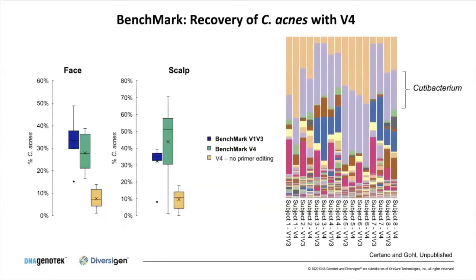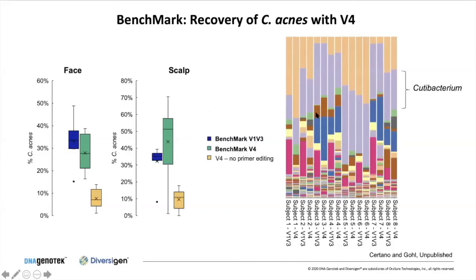So we've subsequently extended on these observations with respect to the skin microbiome. This is work that's been done at Diversigen by Amanda Sertano, one of our research scientists. And what we found is that for a variety of different body sites, when we incorporate primer editing, incorporate proofreading polymerases into the amplification process, we're able to rescue the detection of C. acnes to levels similar to what's detected with V1, V3.